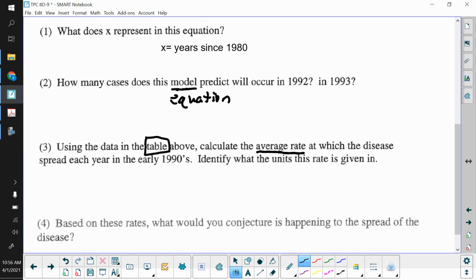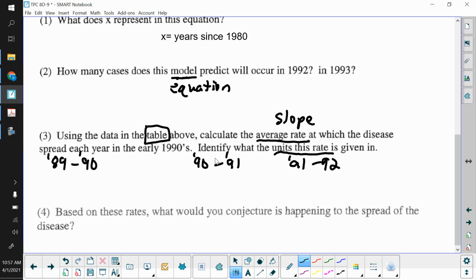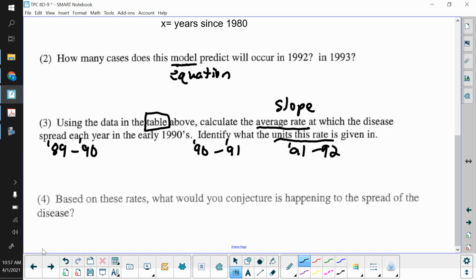Calculate the average rate. So that means you're going to be doing a slope at which the disease is spread in the early 1990s. So you want to find your slope between 89 to 90, your slope from 90 to 91, and then also your slope from 91 to 92. So you should have 3 slopes for that, and make sure you put the units on each of them. Using your answers in 3, you'll then be able to answer question 4.